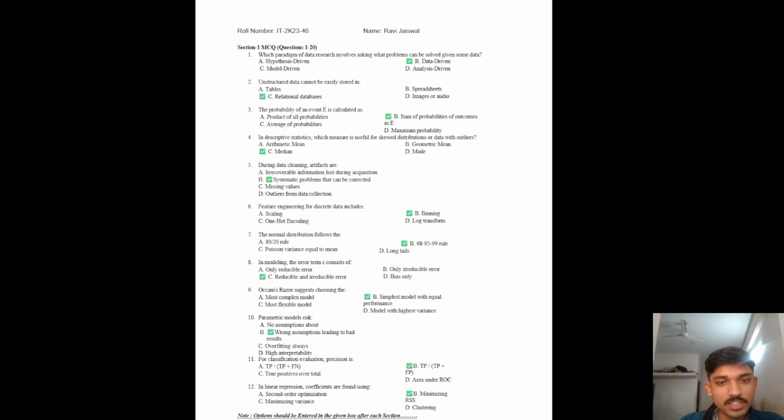The sixth one is: feature engineering of discrete data includes binning. Binning is basically a common feature engineering technique for discrete data. So the correct answer is B. Seventh one: the normal distribution follows which rule? So the correct answer is B. It follows the 68, 95, and 99 rule.